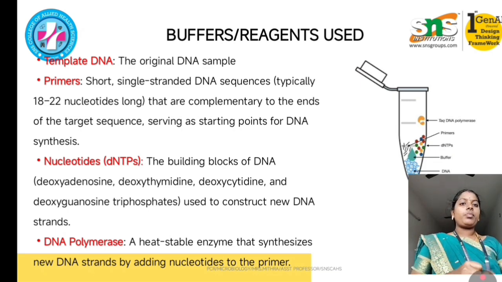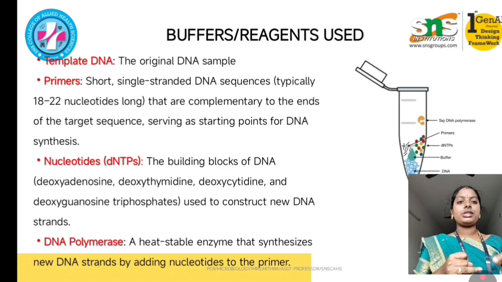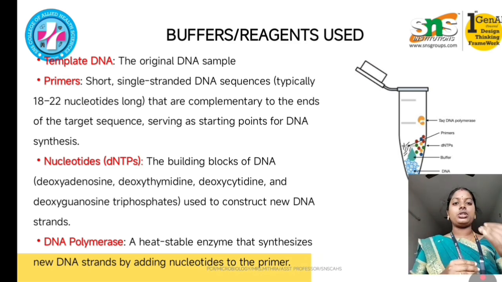And primers. Primers are short strands of DNA sequences, which typically consist of 18 to 22 nucleotides. Nucleotides, in the sense, are what DNA is composed of, right? Adenine, guanine, thymine, cytosine. Likewise, nucleotides are the building blocks of DNA molecules, composed of deoxyadenosine, deoxythymidine, deoxycytidine and deoxyguanosine triphosphate, which are used to construct the new DNA strands from the original DNA strand.